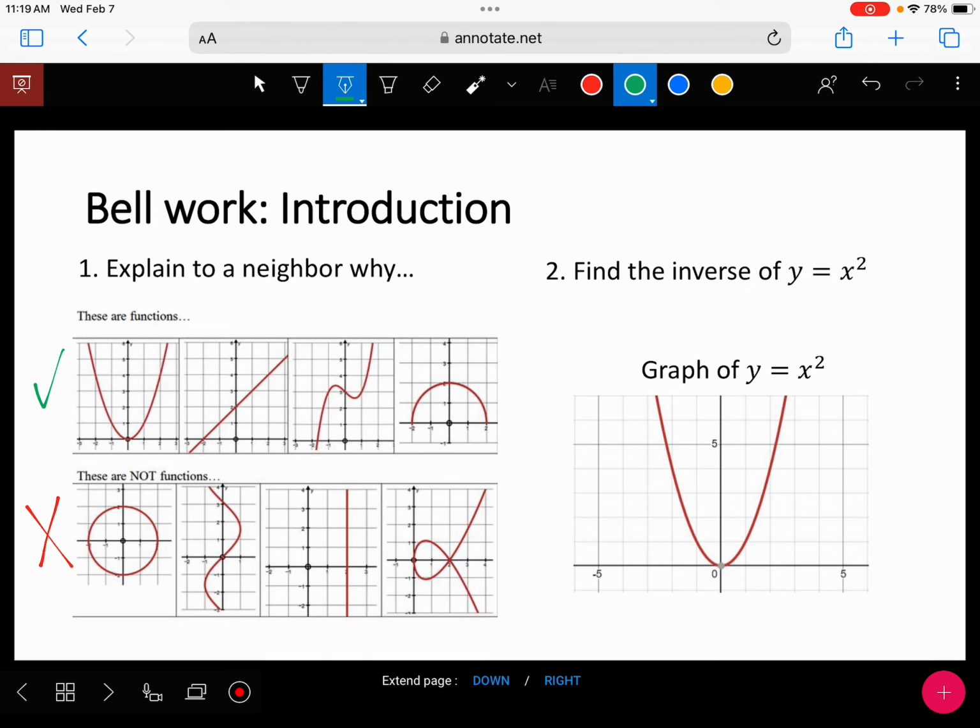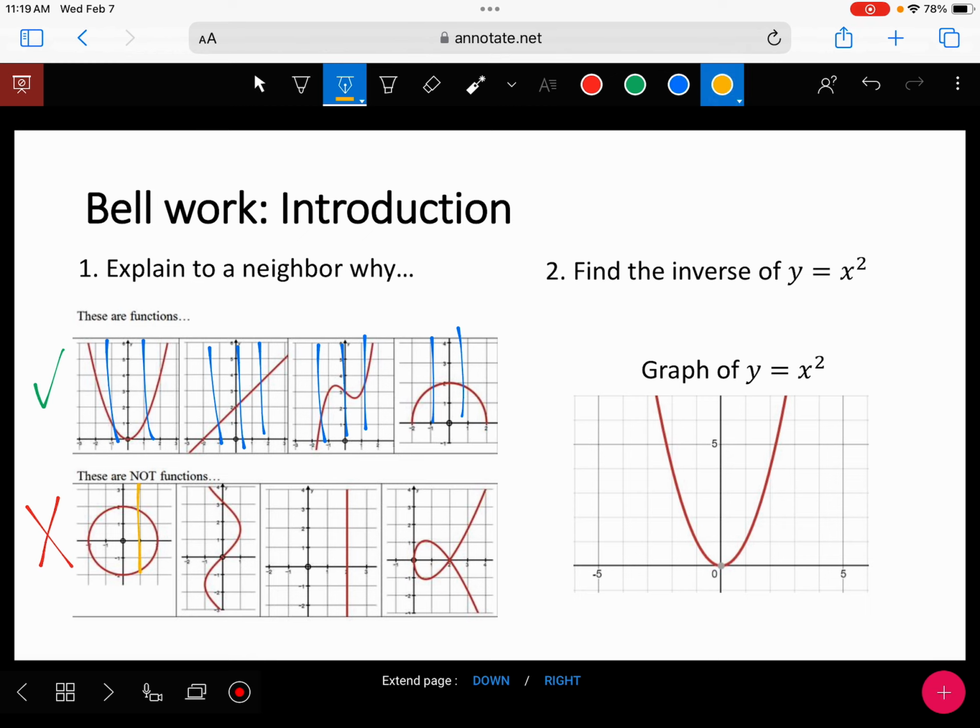Yep, so the reason why these top ones are functions, this should have been Algebra 1, maybe 8th grade math. They're all functions because they all pass the vertical line test. So if you said vertical line test, you were right on the money. Remember, the vertical line test means that there has to be one output for every input. There's going to be one y for every x. That's what our vertical line test is testing.